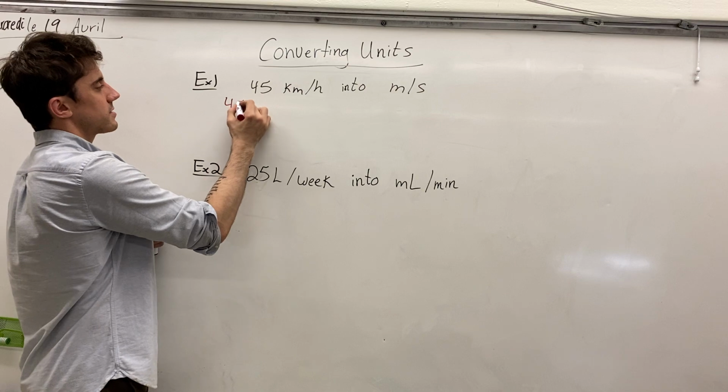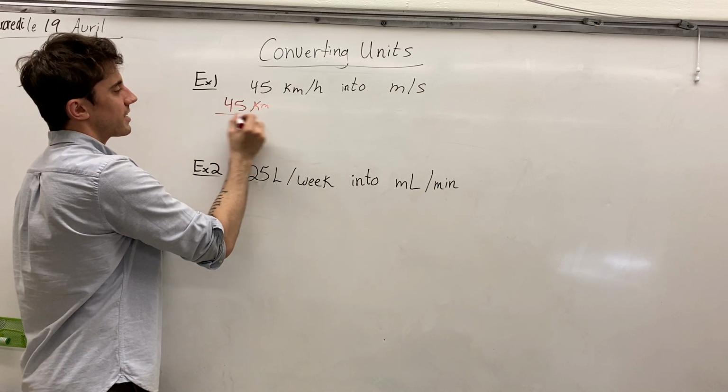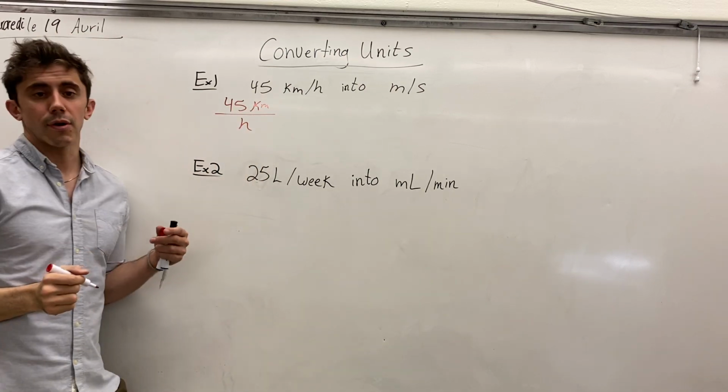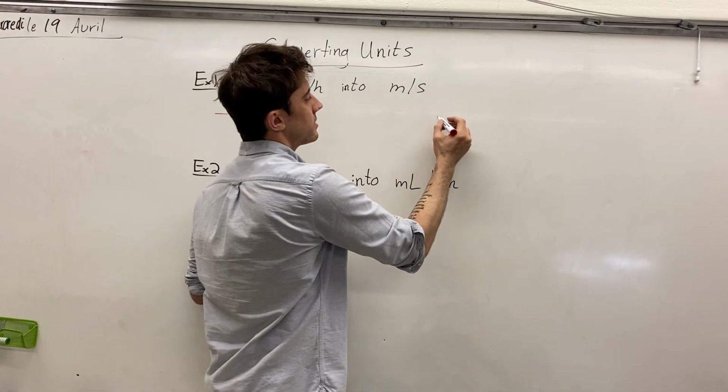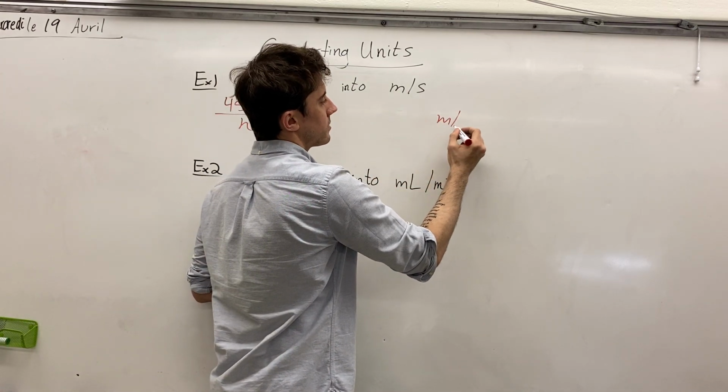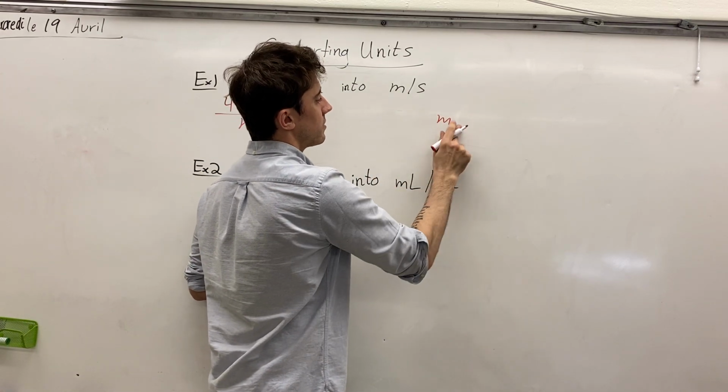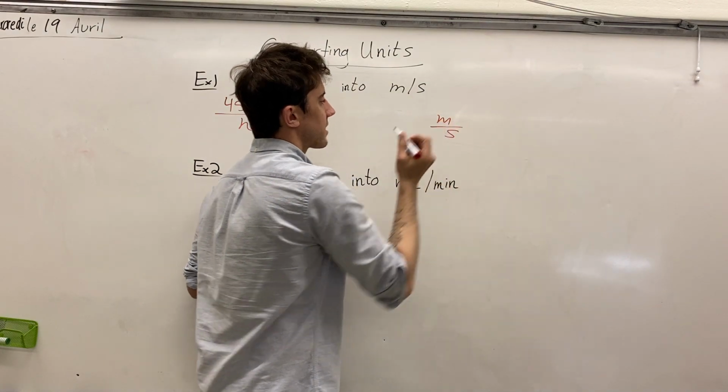So I'm going to write this in a more fractional form as 45 kilometers per hour, and we know that in the end, we would like our units to be meters per second. I'm going to write that as a fraction as well, as meters per second, like that.